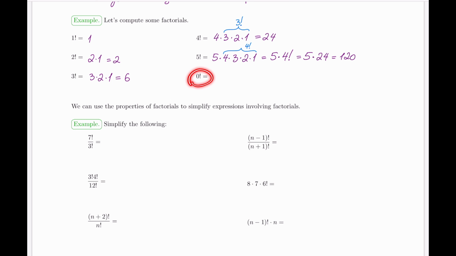What about something like 0 factorial? Obviously, factorial cannot be defined for negative numbers because it's a number of ways to arrange some number of objects, but we could have 0 objects. What are the number of ways to arrange no objects at all? Well, in fact, there is exactly one way to arrange nothing. There is always one way to do nothing.